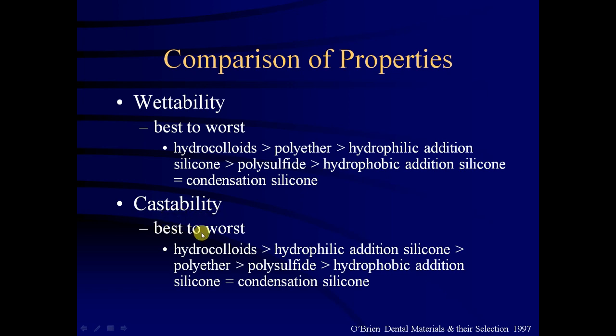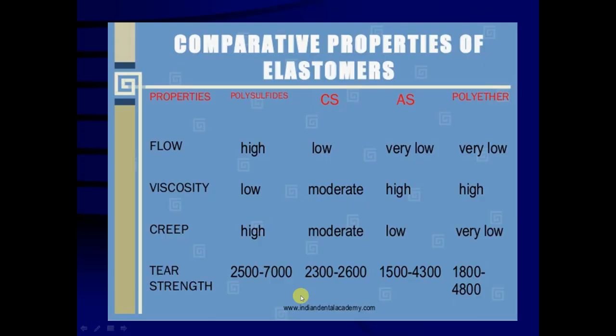According to castability best to worst: hydrocolloids, hydrophilic addition silicons, polyether, polysulfides, hydrophobic addition silicons, condensation silicons. So these are the comparative properties of the elastomers. Only elastomers: polysulfides, condensation silicon, addition silicon, polyether.